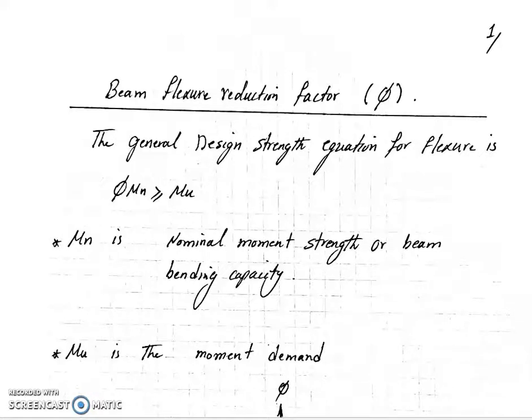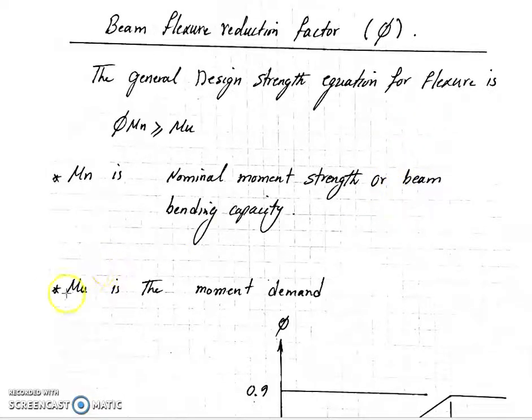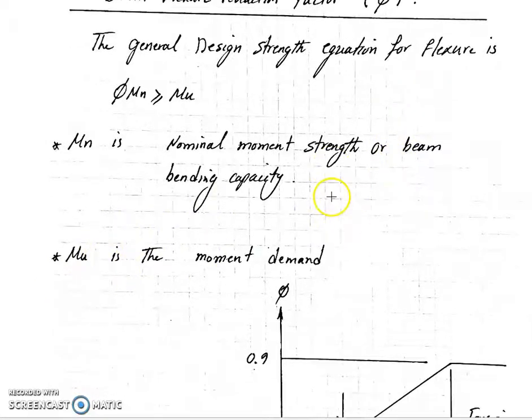Hello guys, welcome back. In this video, I'm going to show you how to find the beam flexure reduction factor, or beam bending capacity reduction factor. The general design strength equation for flexure is phi Mn has to be greater or equal than Mu. Mn is the nominal moment strength or beam bending capacity. Mu is the moment demand, the moment that we find due to the applied external load on our beam.